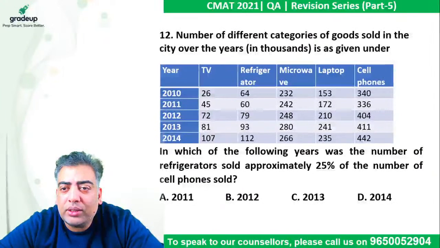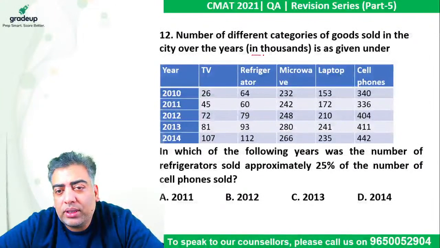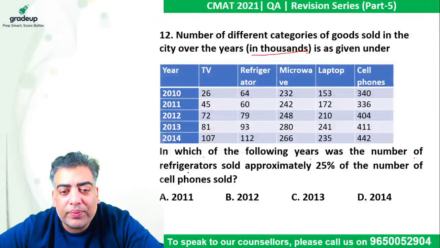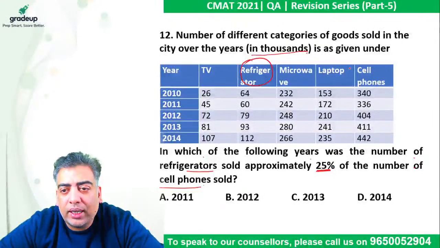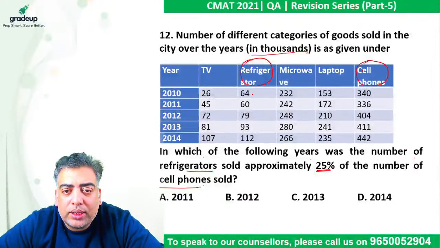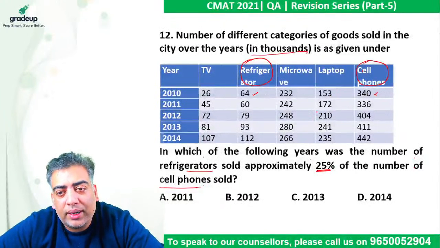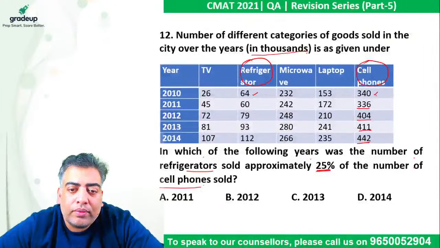The number of different categories of goods sold in the city over the year, in 1000, is as given under. So the values are in 1000. Please keep that in mind. He says, in which of the following years was the number of refrigerators sold approximately 25% of the number of cell phones sold? Here we have refrigerators and here we have cell phones. So this value should be 25% of this value. We have to tell in which year this happened. It means I have to calculate 1/4 of these values, right? So 11, 12, 13, 14 are the values in the picture. Let's do the mathematics for those values only.